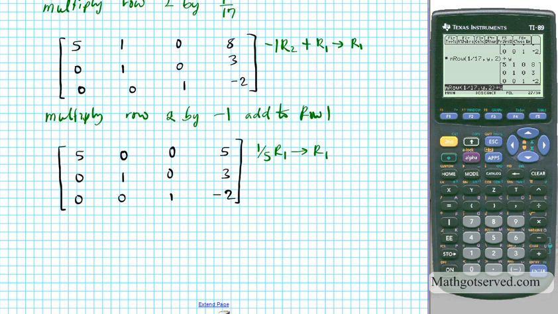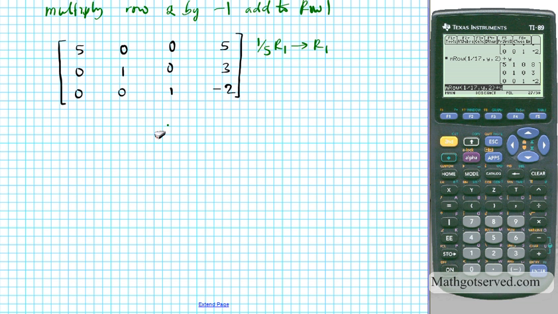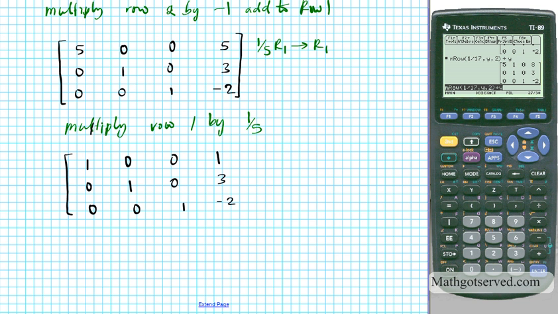I don't need to use a calculator anymore. I think you already got the hang of it. So multiply row 1 by 1/5, and your final answer is going to be, divide that by 5. Multiply this by 1/5, or divide by 5, is going to be 1. Everything is 0, 0. If you divide 5 by 5, it's 1. This one doesn't change, 0, 1, 0, 3. And this doesn't change either, 0, 0, 1, -2. And there you have it. There goes the reduced row echelon form.